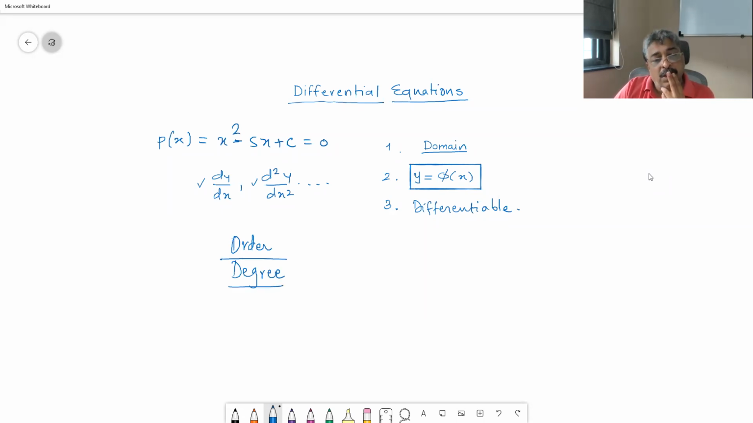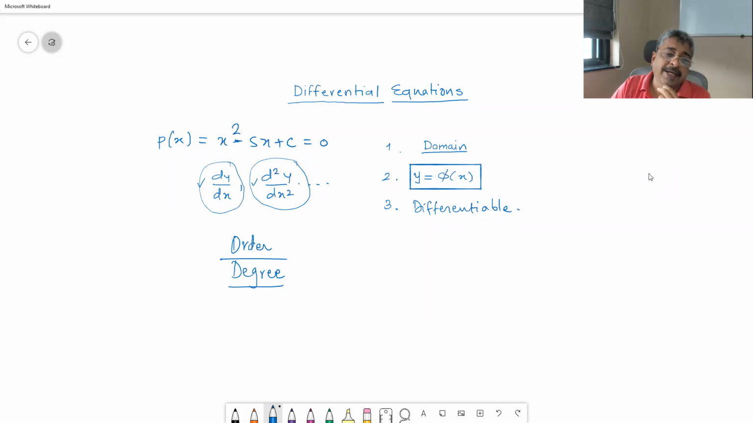Okay, order of differential equation is order of the highest differential coefficient. So if a differential coefficient is d2y by dx square in the differential equation which is given to you, then it is second order differential equation. Order of the differential coefficient is 2.